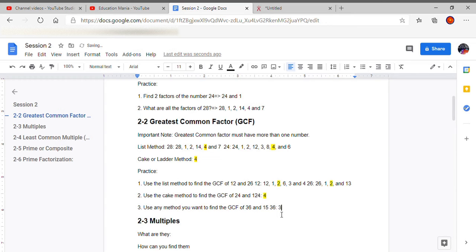We can do 36, 1. Then let's go on to 2. You get 2 and then 18. Let's go on to 3. 3 and 12. Let's go on to 4. 4 and 9. Let's go on to 5. 5 doesn't work. Let's go on to 6.